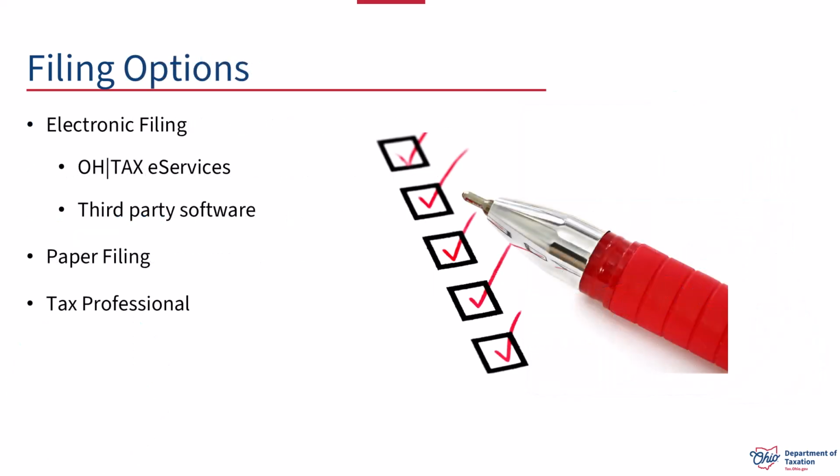We have three filing options. First, you have the electronic filing option, which you can do through OH Tax e-Services or a third-party software. You have paper filed returns, or you can go and seek the help of a tax professional or a tax preparer.